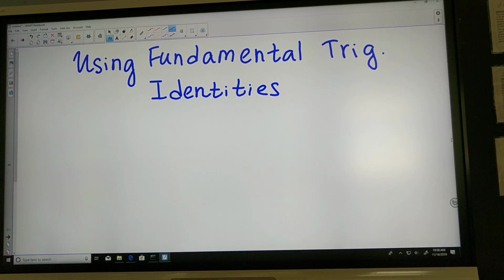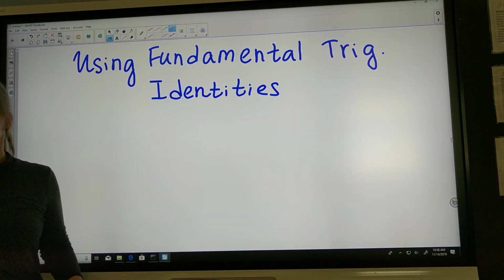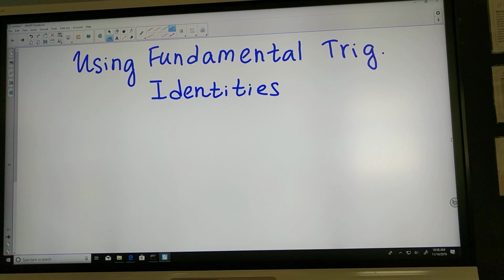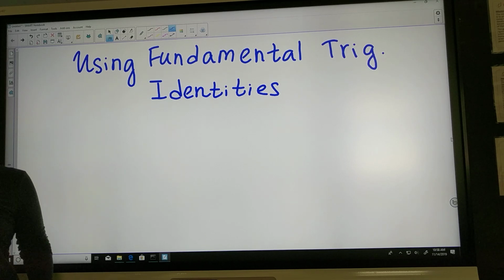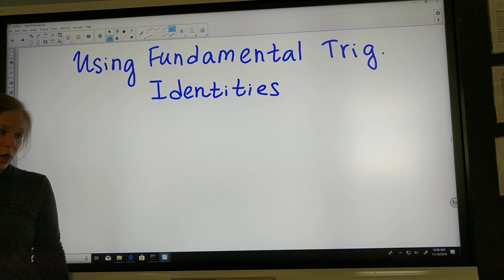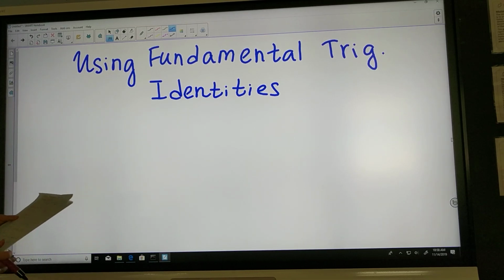Starting the recording, and we're talking about fundamental trigonometric identities, so please start taking notes. I will start with just putting some formulas which everyone should be familiar with.